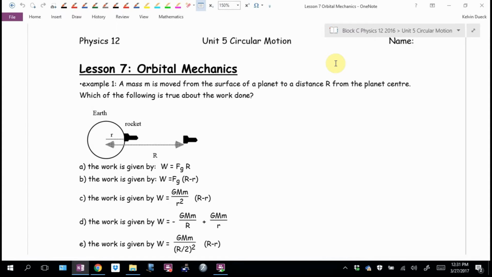Okay, it says this. Example 1: a mass little m, you know what, let's have little m be a rocket ship, like in the picture there, is moved from the surface of the planet to a distance big R from the planet's center. Move from here to here. Which of the following is true about the work done? And I've given you five possible equations.